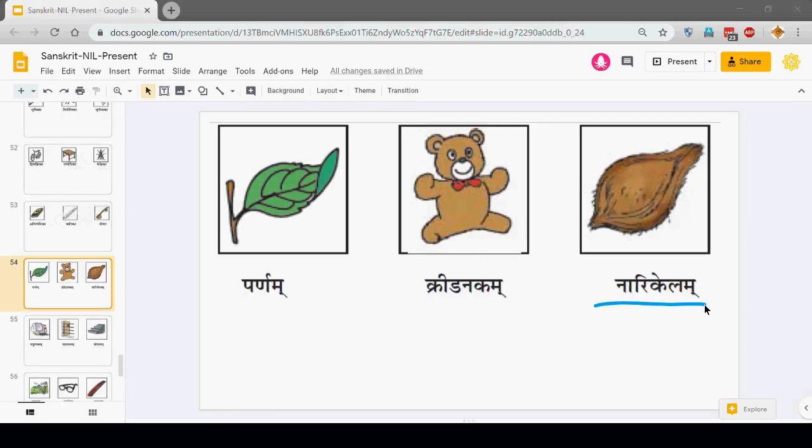Nariyalam. Yeah, where is ya here? This one is like Ka, right? Narikelam. Narikelam is coconut.